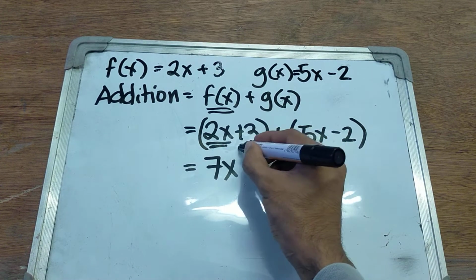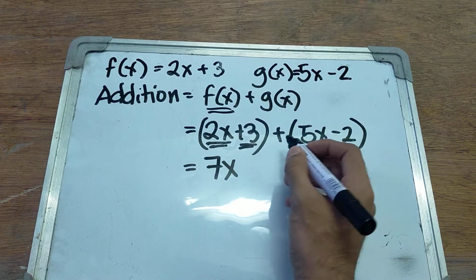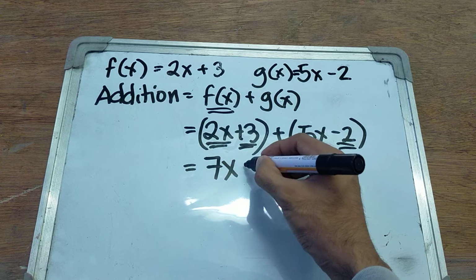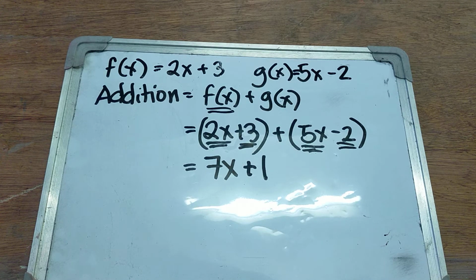Next is the single coefficients. Yung kung saan, yung term na to ay walang kasamang variable. So, as you could see, 3, positive 3, plus negative 2, it will give us 1. So, the final answer for the addition of function of 2 given function is 7x plus 1.